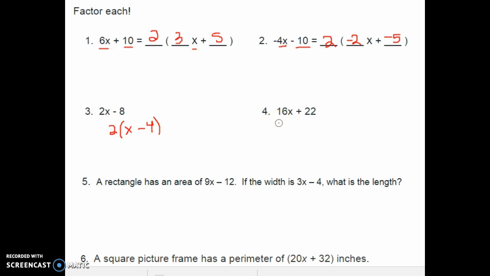Okay, 16x and 22. I know 4 and 8 and 2 go into 16, but I think only the 2 goes into 22. So let's pull out a 2, and now I set up my parentheses. 2 times what is 16x? Well, I know I need an x here, and 2 times 8 is 16. 2 times what is 22? That's 11. Done.